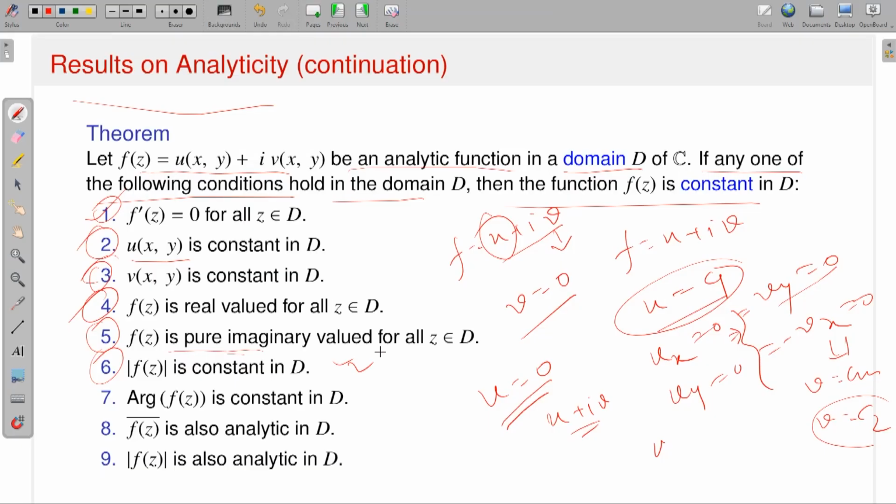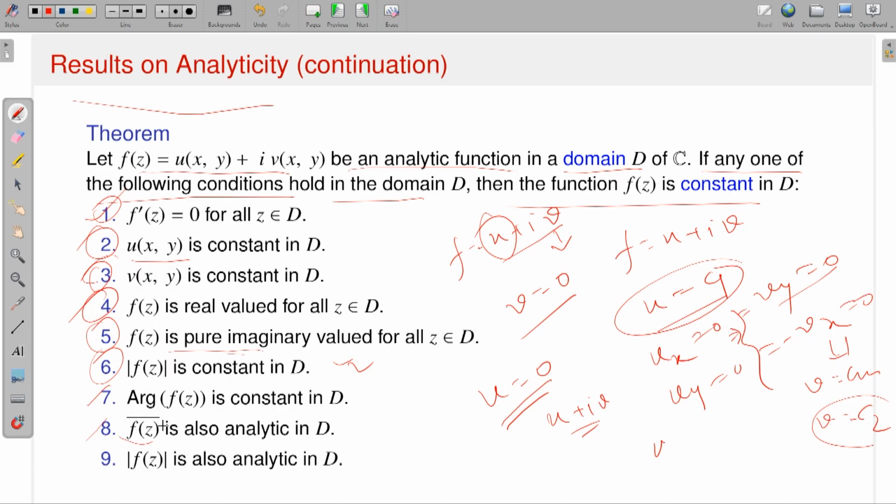So therefore, u is free from x and y, therefore u is constant; v is free from x and y, therefore v is constant, and therefore f is constant. Okay, that's how you have to prove it. This is the only one where you need some algebra, and the rest of them you can also do. Take it as an exercise.